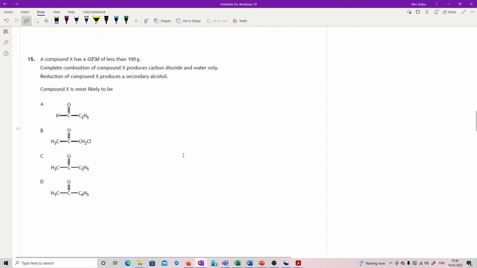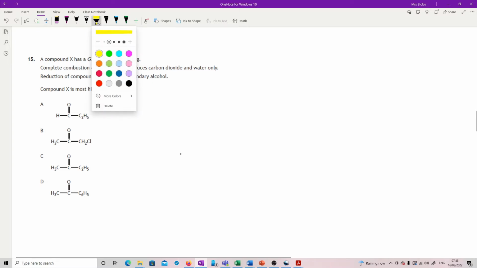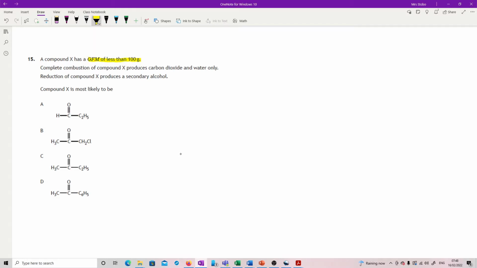Right, question 15. Compound X has a gram formula mass of less than 100. Complete combustion of compound X produces carbon dioxide and water only. Reduction of compound X produces a secondary alcohol. Compound X is most likely to be. Okay, right, so let's just work it through each one. Gram formula mass of this one here, less than 100 grams. So I did go and work all of them out, but I didn't really have to. What I should have done was just look at the bottom one. This has got C6H5. So you add that one to what's going on here, and this is well over the 100 grams. Everything else works within it.